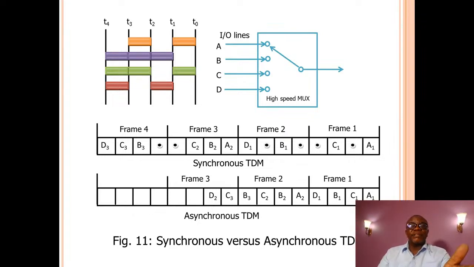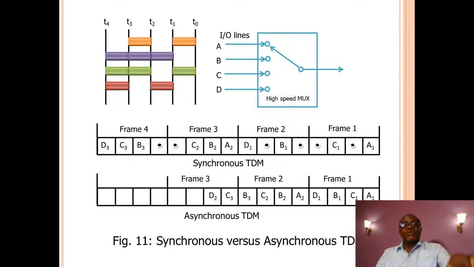From T1, it goes back to A. From T1 to T2, A has no input. In frame 2, first it drops a space. T1 to T2 in B has a purple data. It puts B1 because that is the first B it is seeing. That is the first B, so it calls it B1.